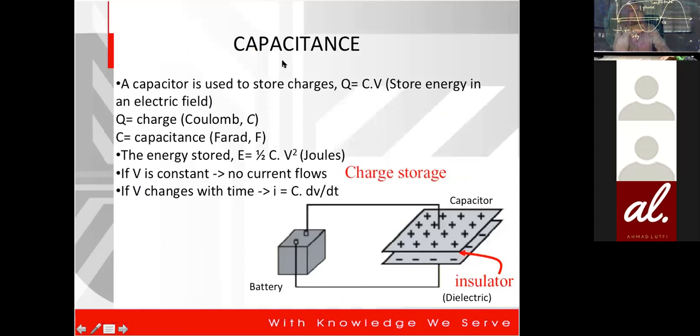Okay, before we go into the analysis of the AC circuit, we need to be familiarized with the components of AC circuit. Usually in AC circuit, you will have capacitance. Okay, what is capacitance? Capacitance is the capacity of the capacitor to store charges, how much charge inside the electric field.